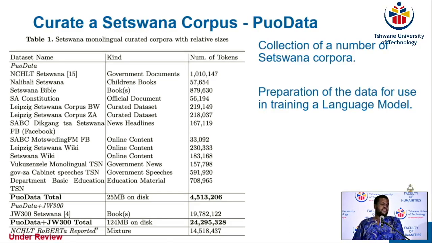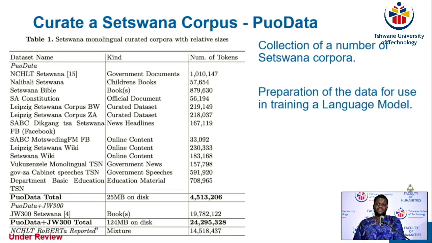Then there's Puo Data plus JW300. JW300 was a data set that was created, especially parallel, by using Jehovah's Witnesses publications. The Jehovah's Witnesses are prolific translators. So researchers from computing said, if they're doing that, why don't we take their publications and extract them and make them machine available for people to use, especially in translation. And in 2021, the Jehovah's Witnesses organization came and said, no more. You can't use our content anymore. This project started in 2020, so we had it. So you also have Puo Data plus JW300.